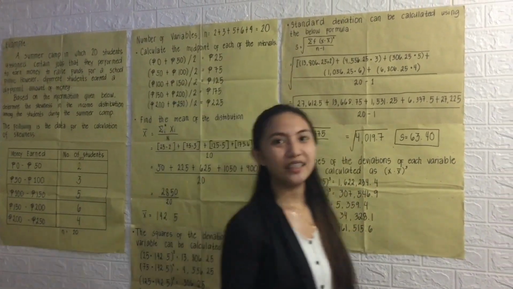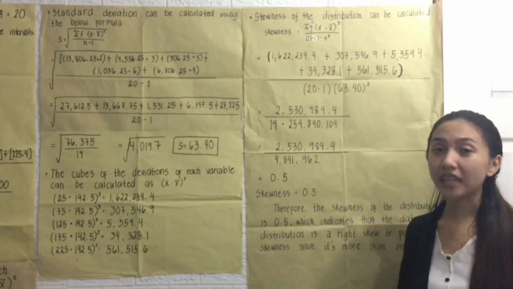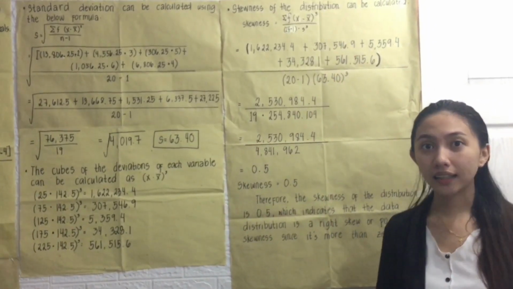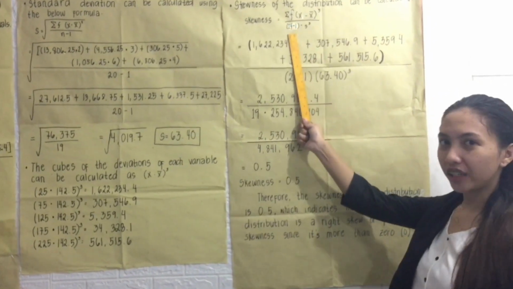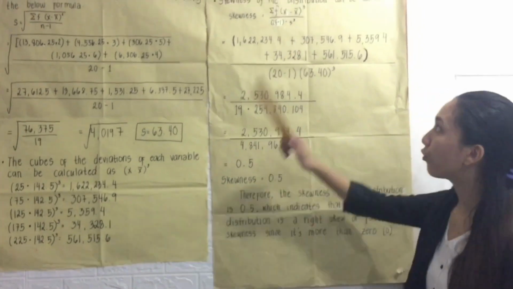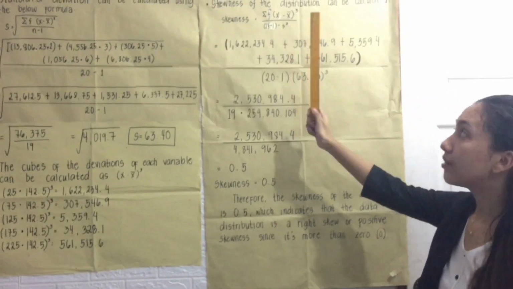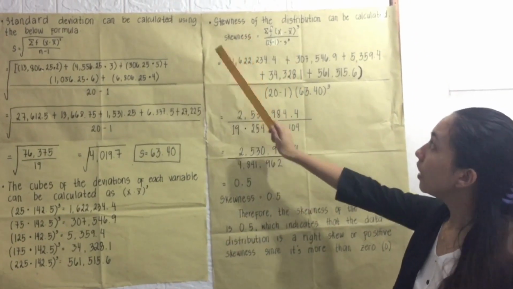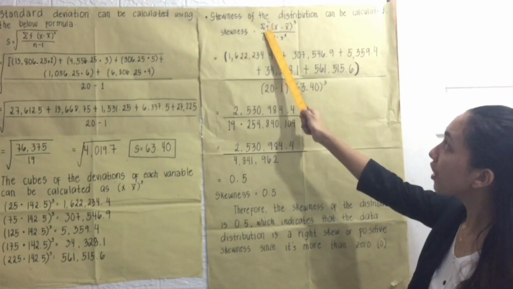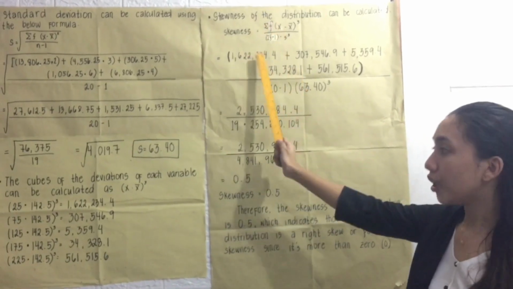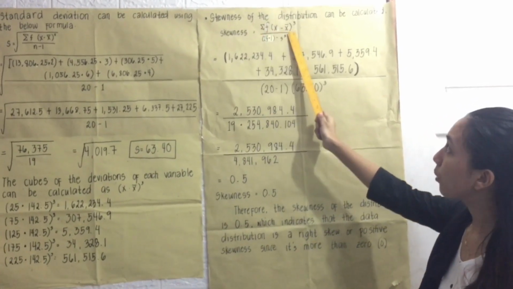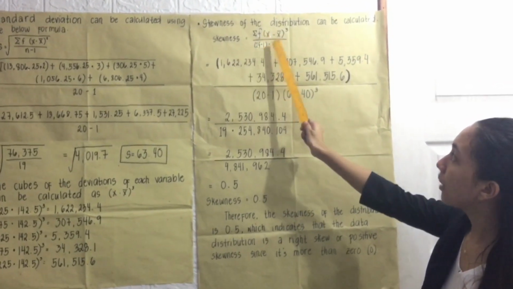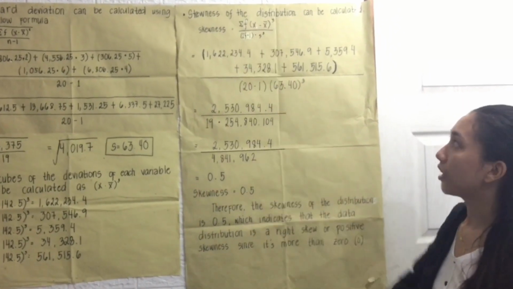And then let's proceed. And finally, we will calculate the skewness of the distribution, which can be calculated with the formula over here. Please note that this formula that we're going to use is a sample formula of skewness. So we have here skewness is equal to the summation of frequency times the cubes of the deviations of each variable over the summation of frequency minus 1 times the cube of standard deviation.